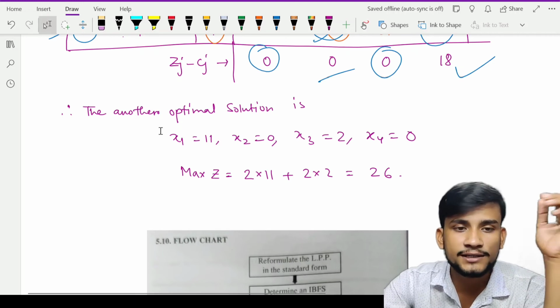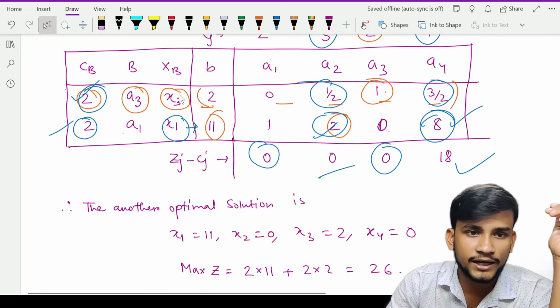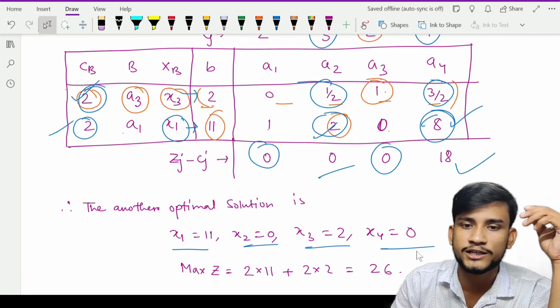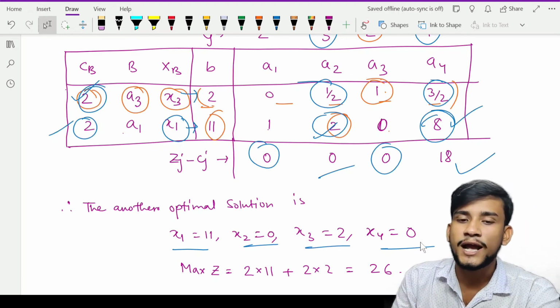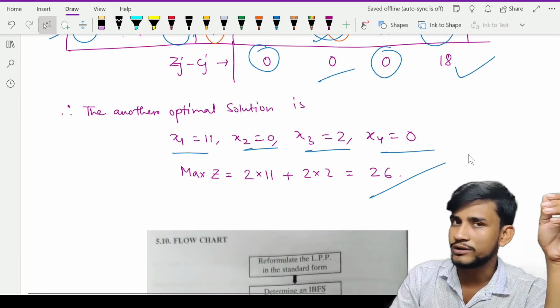So that means these are the answers. So x1 is 11, x2 is 0, x3 is 2 and x4 is equal to 0. This gives another optimal solution, and the maximum value of z is the same, that is 26 in this case also.